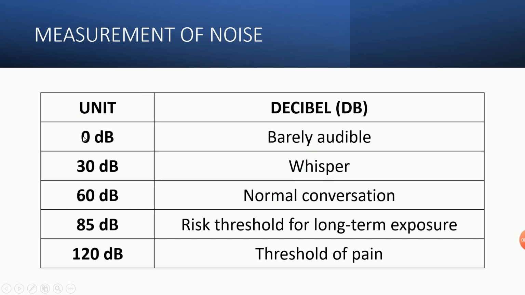So, measurement of noise. 0 decibel is barely audible. 30 decibel is a whisper. 60 decibel is normal conversation. 85 decibel is the risk threshold for long term exposure. 120 decibel is the threshold of pain.